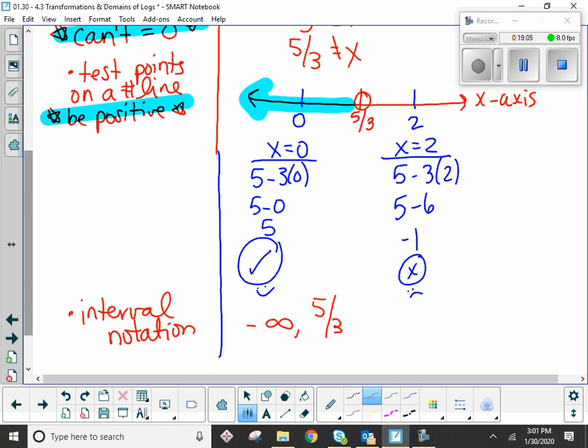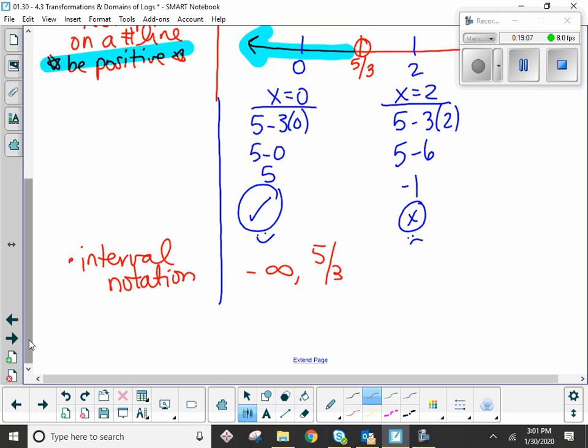It's 5/3. And these both need parentheses. Infinity always gets a parenthesis. And 5/3 gets a parenthesis because it's excluded. It's not an included value. So any x value in that interval would keep your radicand, what's inside the radical, both positive and not 0. Because it's a shifted function. And so it's been shifted that way.